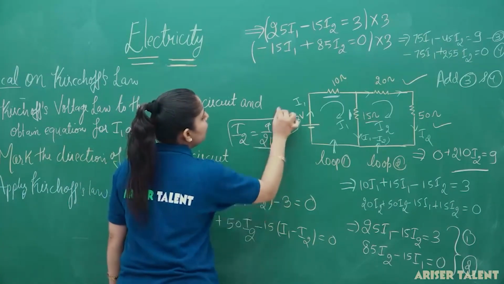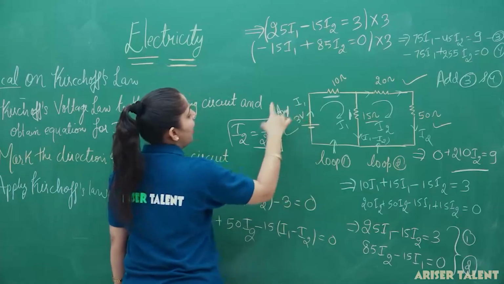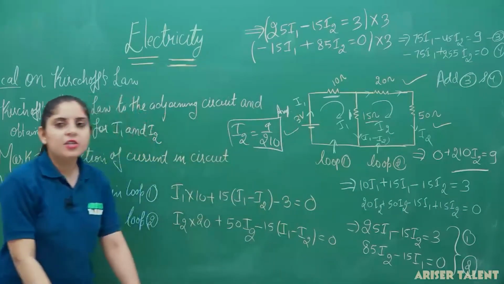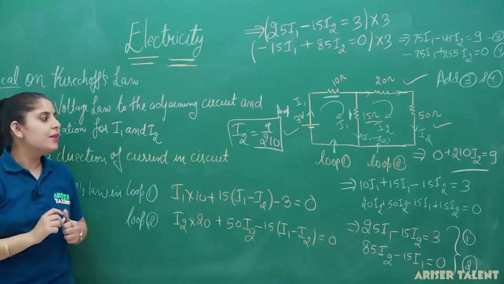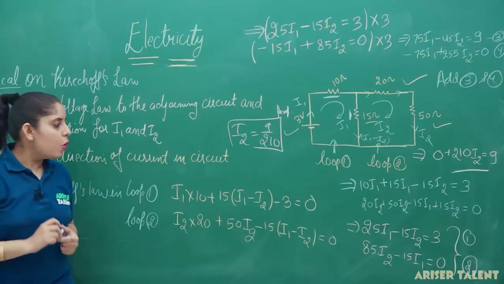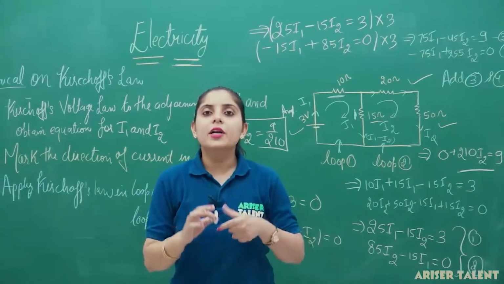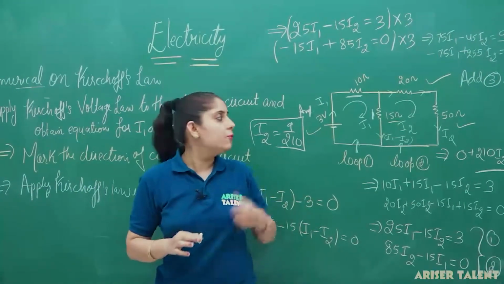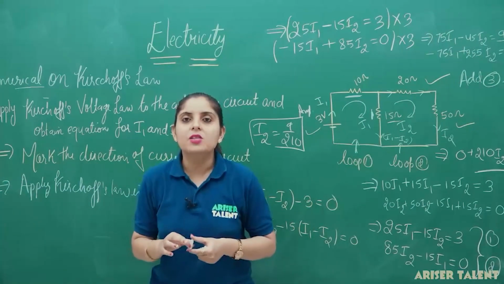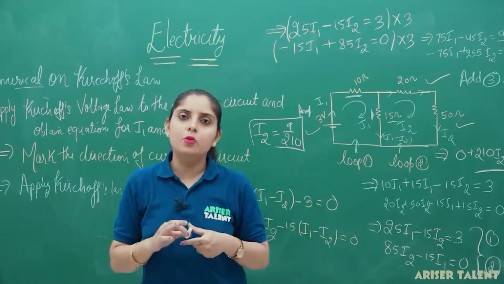So this is the value of current we have, and on substituting this value in equation number 1, we will get the value of I1 in a similar manner. So this is how Kirchhoff's law has been applied to both the loops. Kirchhoff's second law is very important for solving such numericals, for determining the value of current in the circuit.